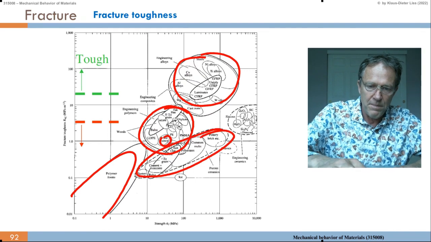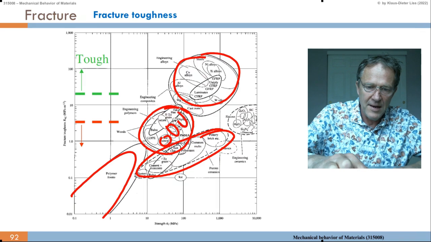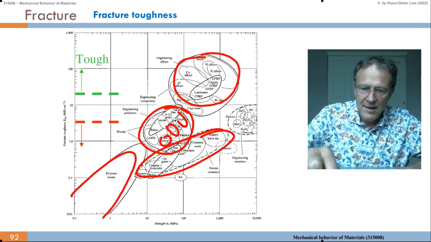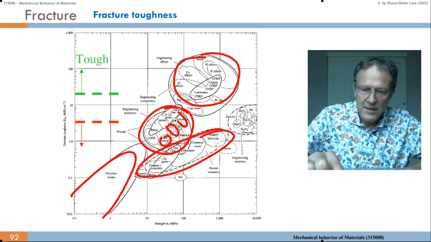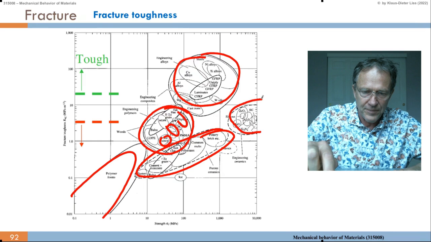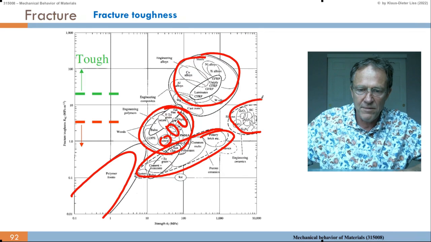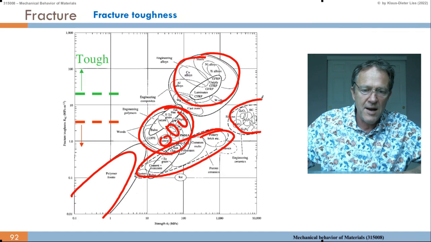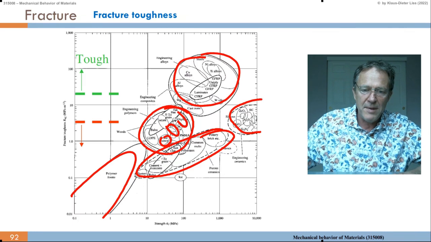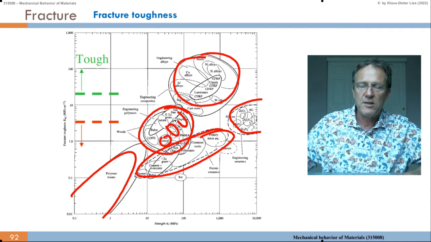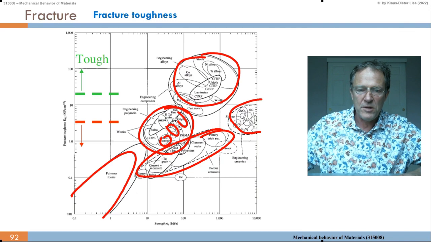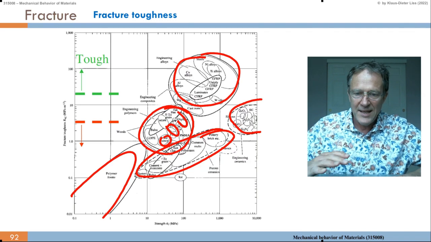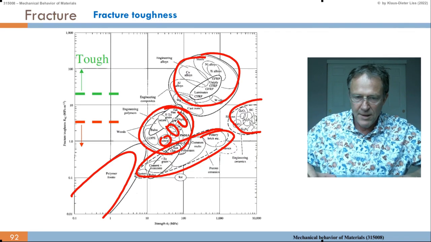Wood is here, PVC, nylon, and what do we have here? We have diamond here. It has a high strength, we know, it's very hard. Aluminium oxide is very hard, but the fracture toughness is not as high as for the metals, because there's no plastic deformation. Once you have crack initiation, the crack just grows.